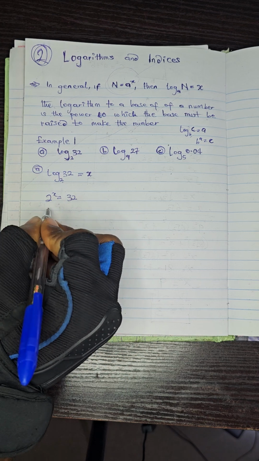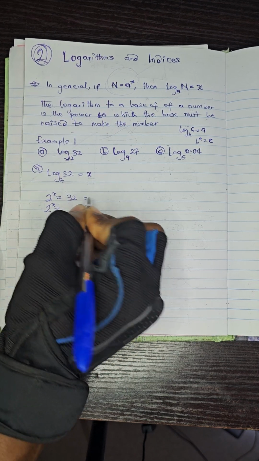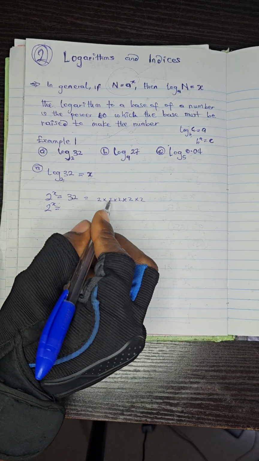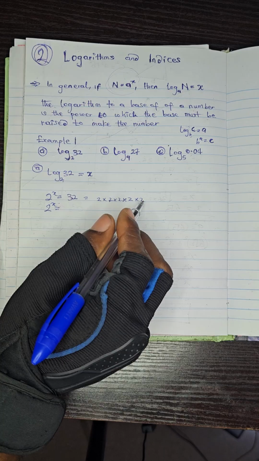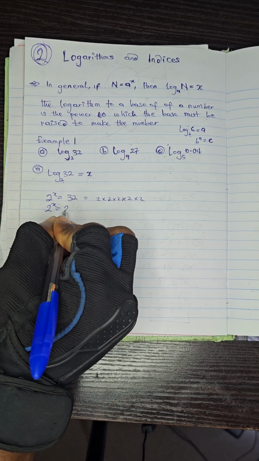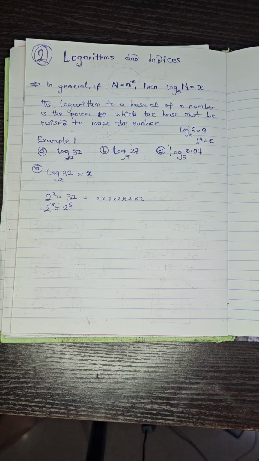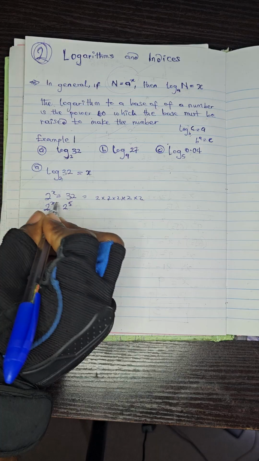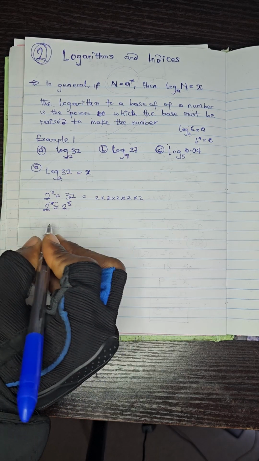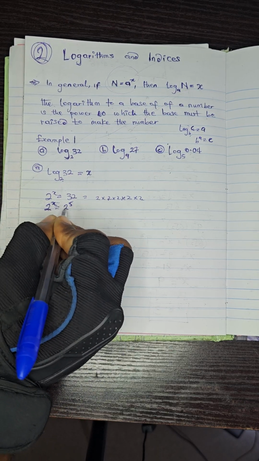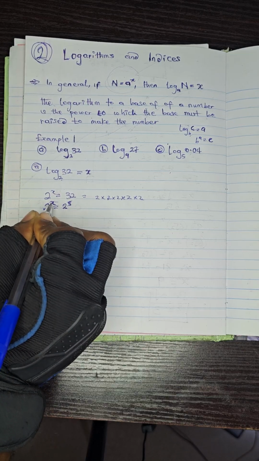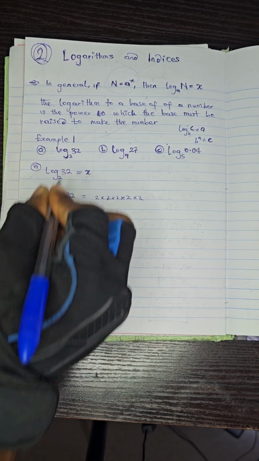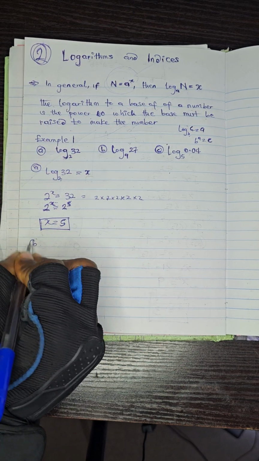You understand? What we are going to do is 2 raised to power x is equal to 32, which is the same thing as 2 times 2 times 2 times 2. 1, 2, 3, 4 times 2. 2 times 2, 4. 4 times 2, 8. 8 times 2, 16. 16 times 2, 32. You now have 2 raised to power 5. Since these two are equal, it means that this x is also equal to this, because 2 raised to power x is also the same thing as 2 raised to power 5. So since they are now in the same base, x is now 5. So the answer to this A is 5. Let's go to number B.